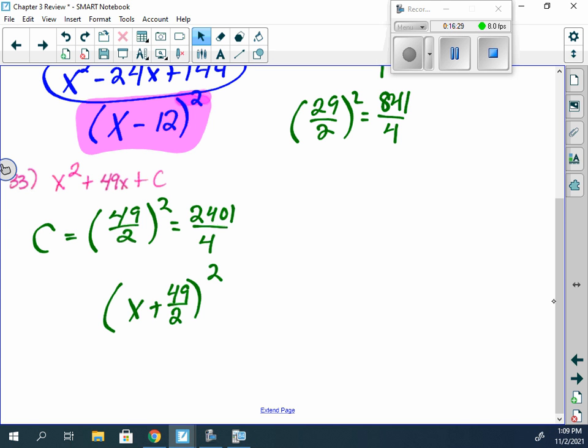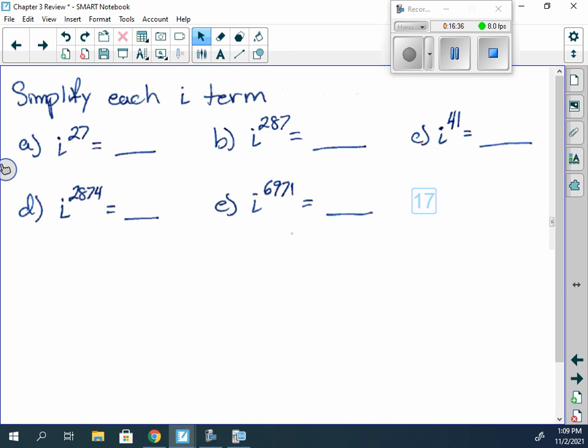Questions on this here? Are we ready for the next part? Turn the page.